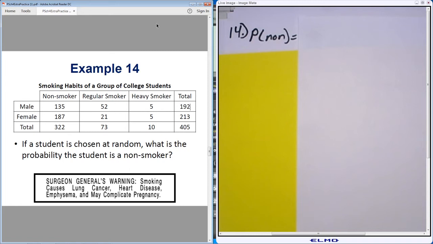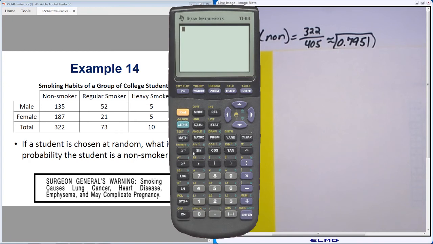Number 14: if a student is chosen at random, what's the probability the student is a non-smoker? First, I put in my notation, probability of a non. Now, for the non-smokers, there are 322 of those total, out of 405 overall students total. So that's 322 out of 405. I use my calculator to get the answer, 0.7951.